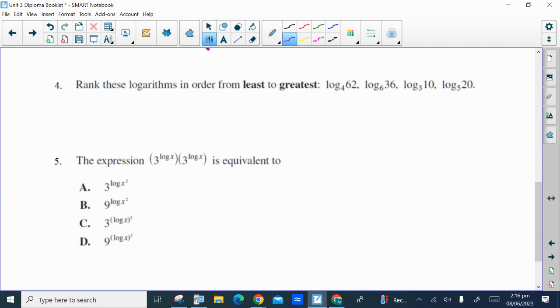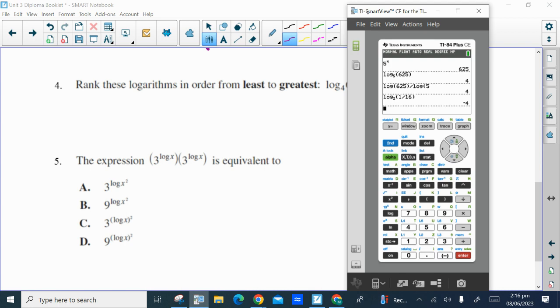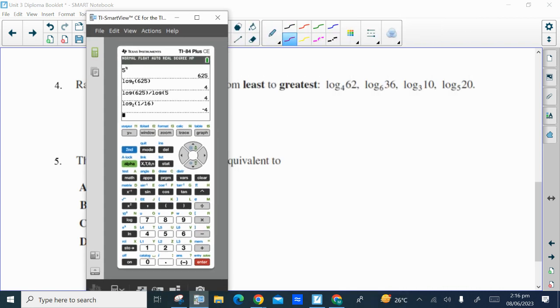Rank these in order from least to greatest, so you can use your calculator to find out what the value of each is. Some of them will be irrational.